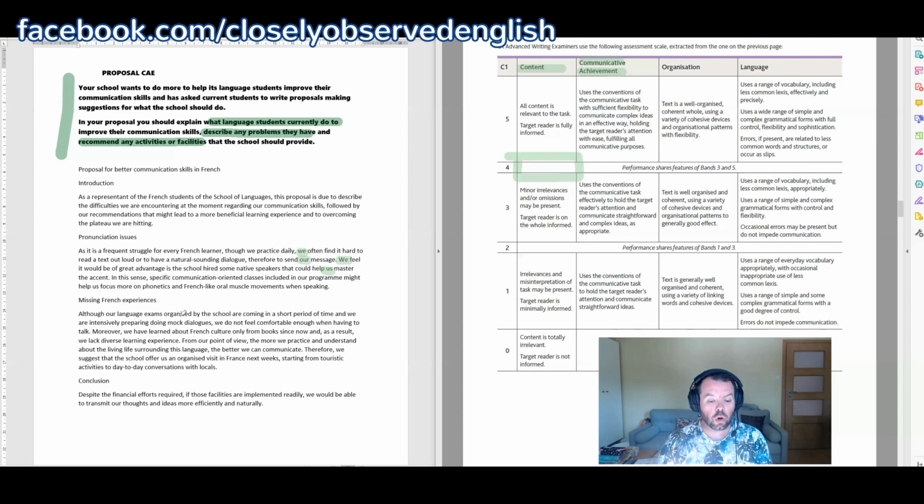I like this in the next one. "From our point of view, the more we practice and understand about the living life surrounding this language, the better we can communicate." I like that. It's compelling. It tells the reader why they should actually pay attention and follow the recommendation. So I'm going to say that this is probably also worth a 4 because it has a lot of proposal-like language. The register is generally appropriate.